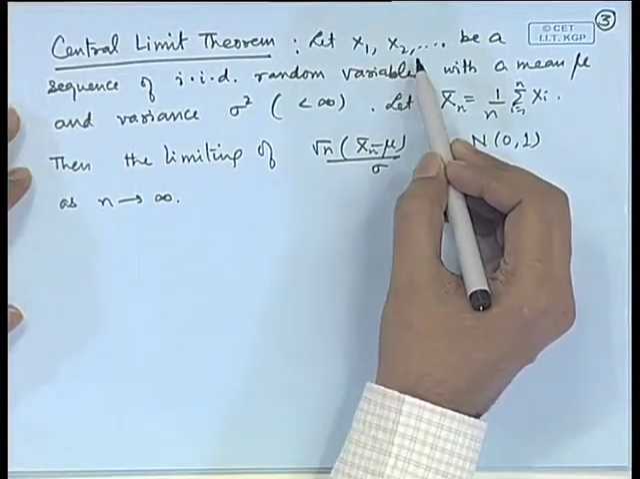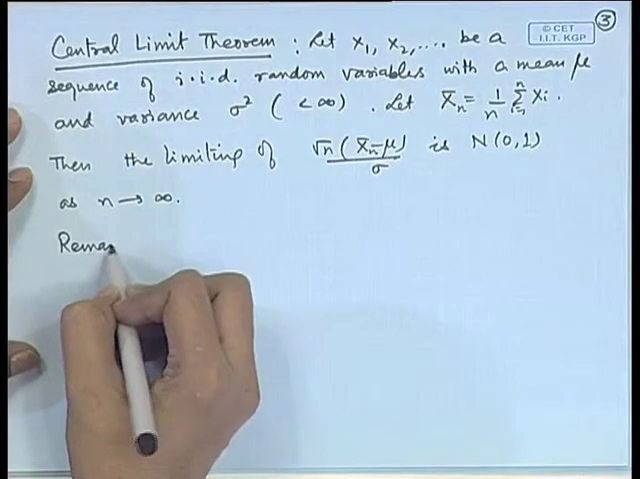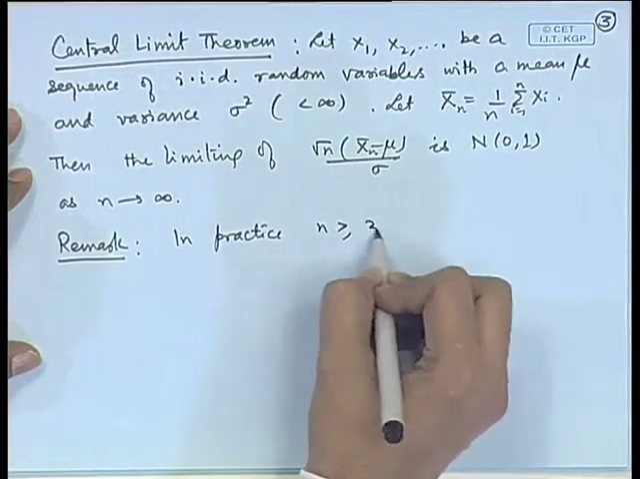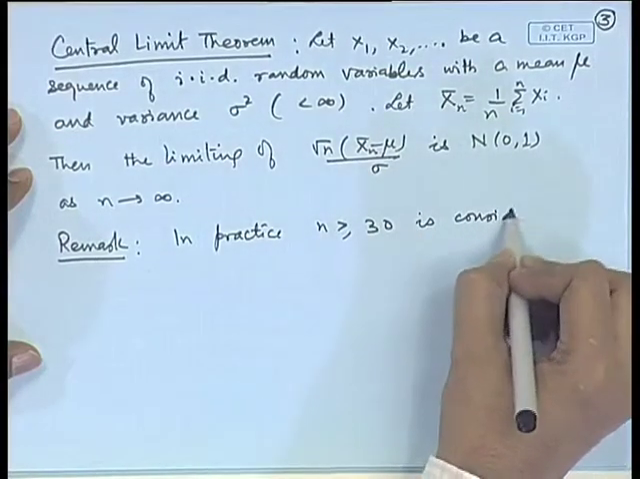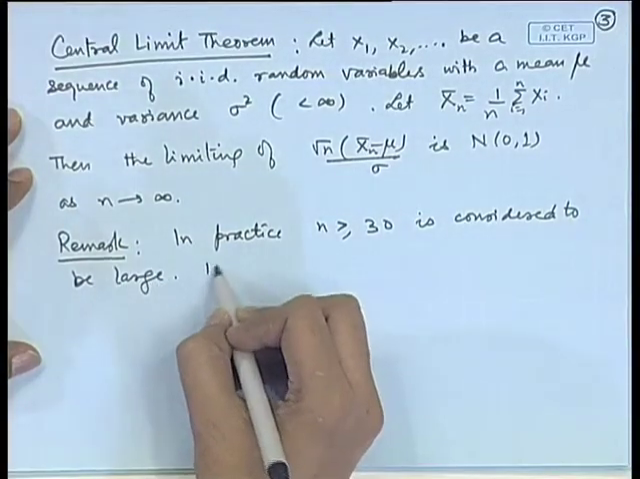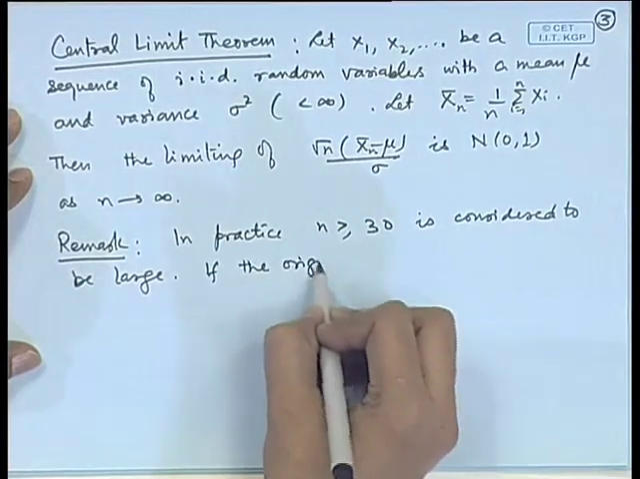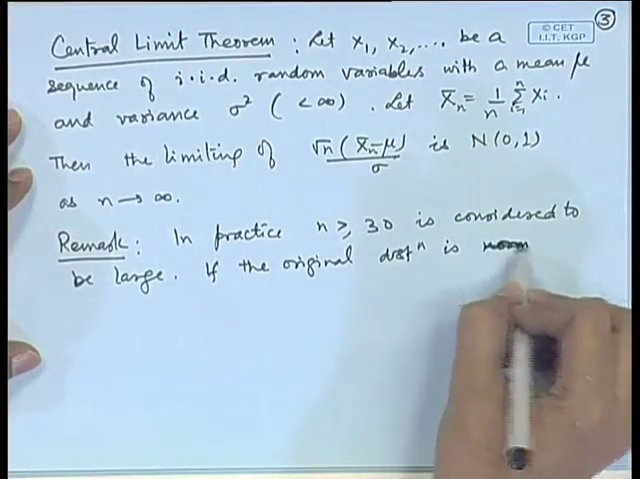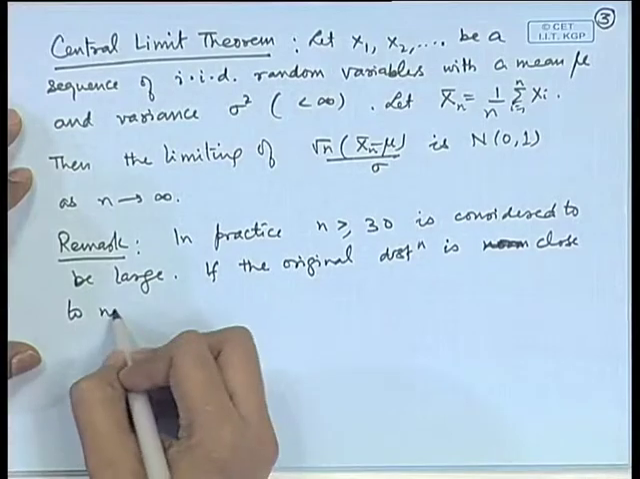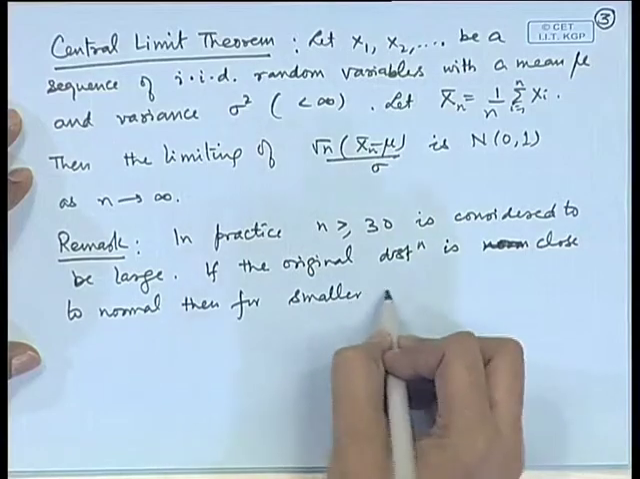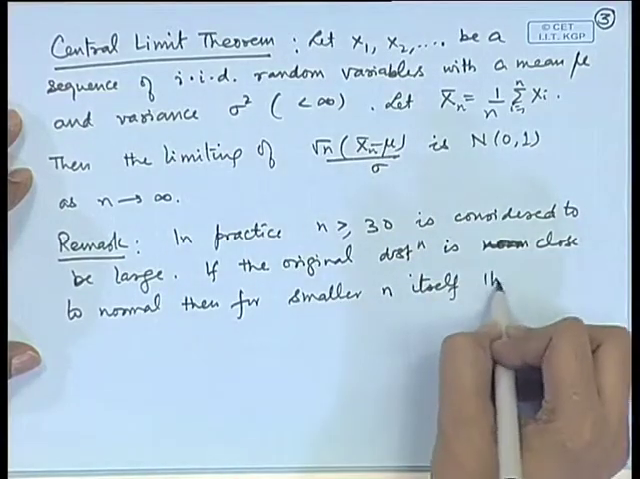Now, one question may arise: how large should n be such that this approximation is good? In practice, n greater than or equal to 30 is considered to be large. If the original distribution is normal or close to normal, then for smaller n itself the approximation may be good.